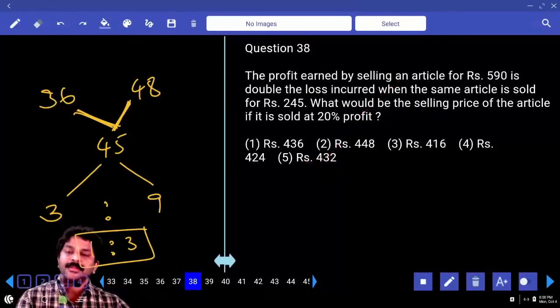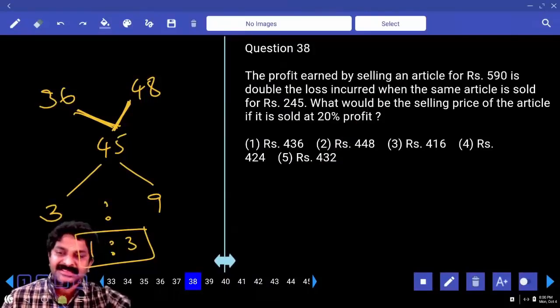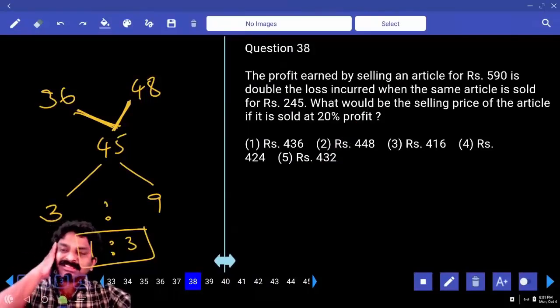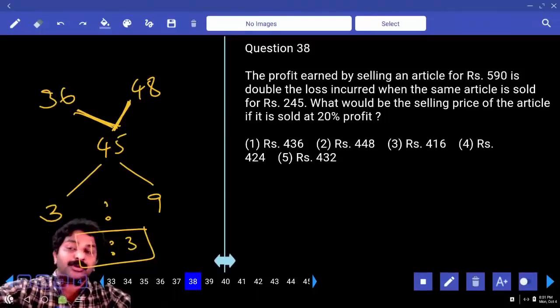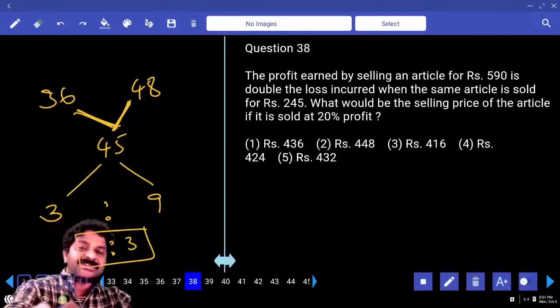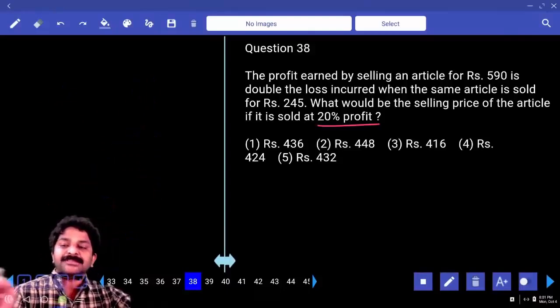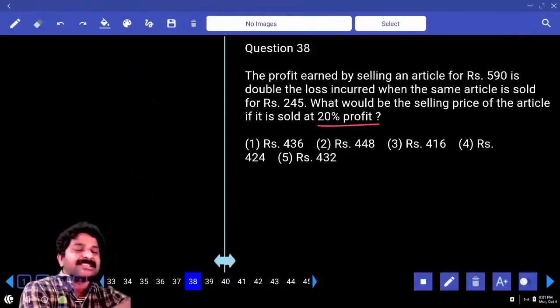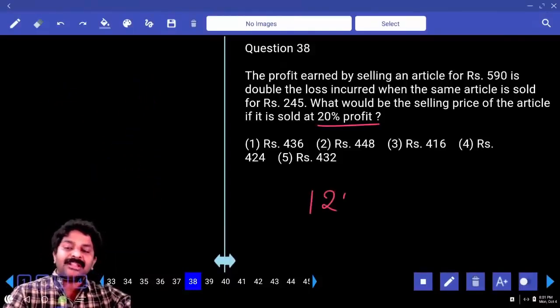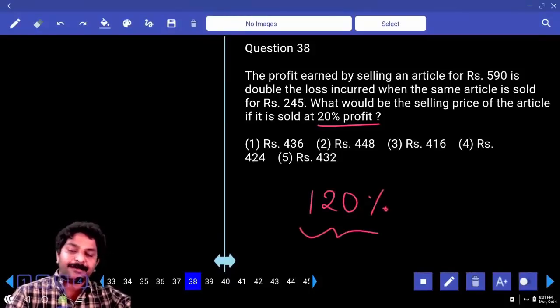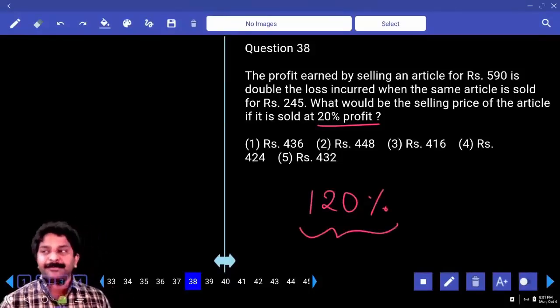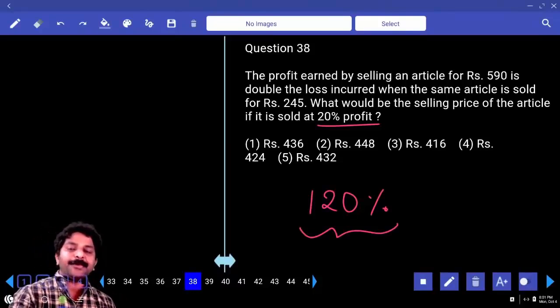Next, the profit earned by selling an article for 590 is double the loss incurred when the same article is sold for 245. What would be the selling price of an article if it is sold at 20% profit? When you are expecting 20% profit, your selling price must be 120%. 120 is a 3 multiple. Then the answer must be a 3 multiple.